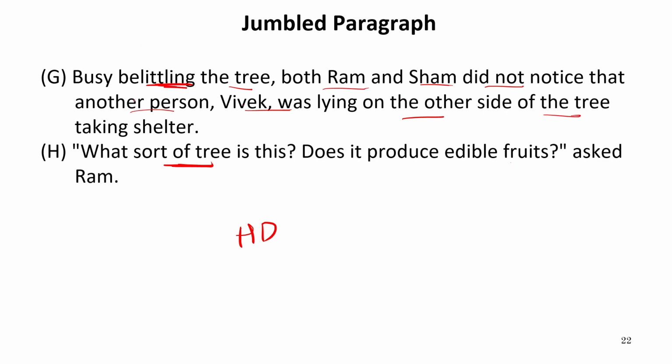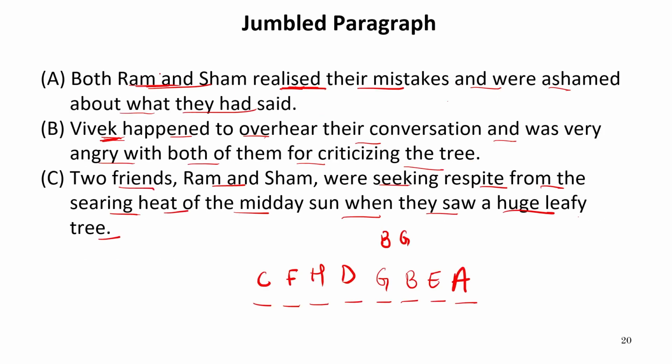"They did not notice." It means this will be the sentence which will follow sentence D. It means B and G cannot come over here. G and B is the correct sequence. Now, G and then B.